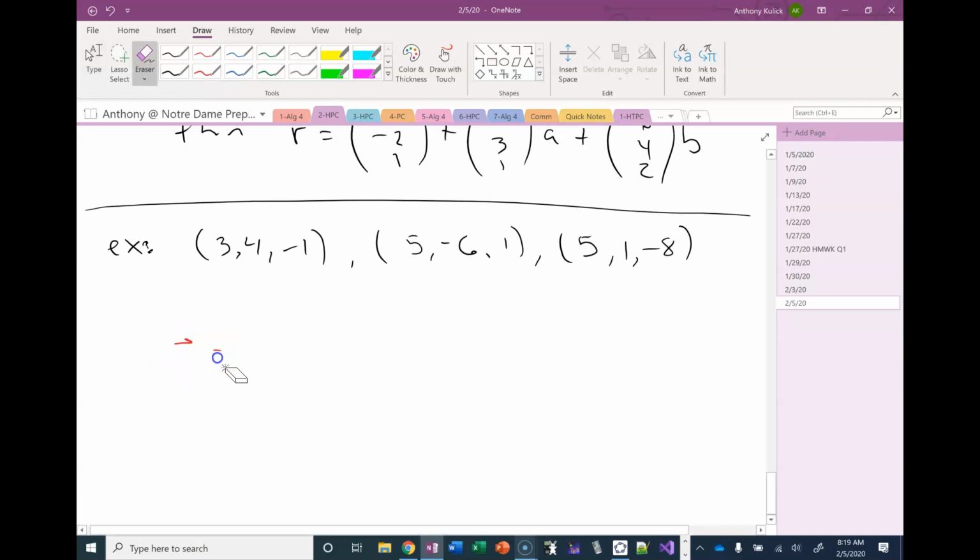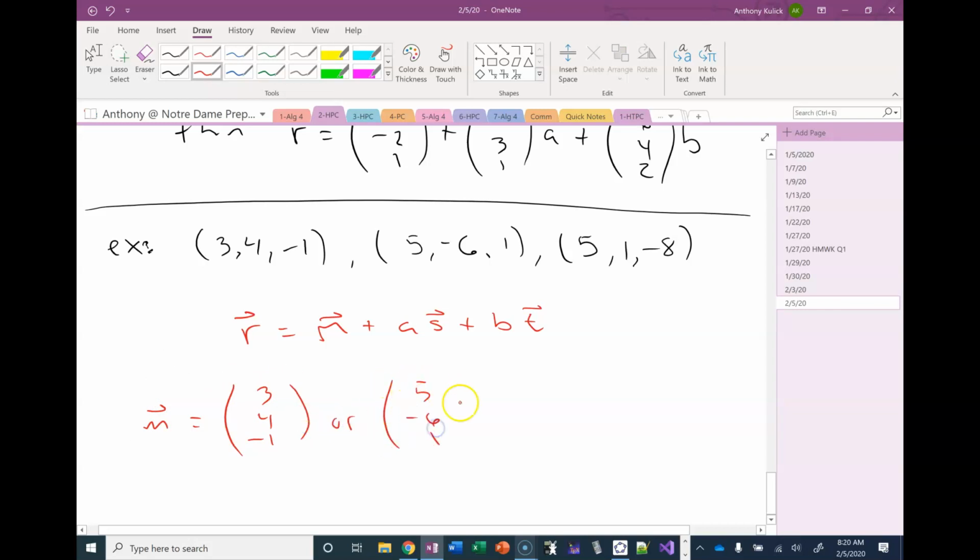So to write my equation for a plane, I'm going to do m plus as plus bt. So my vector m could be any of these 3. Doesn't matter which one you choose. For the sake of the argument, let's choose this one. Yes, Michael? Of course.